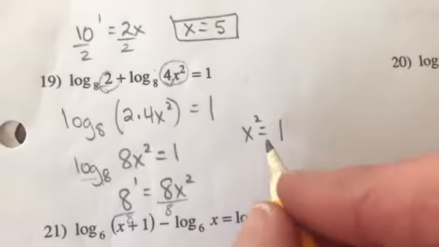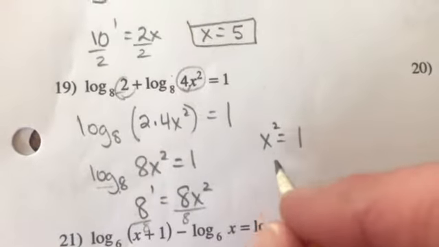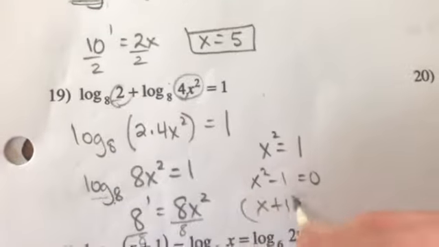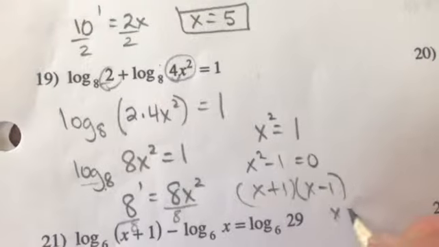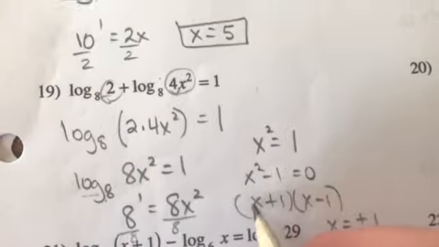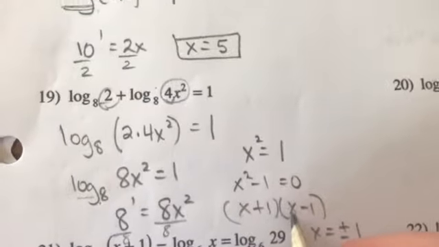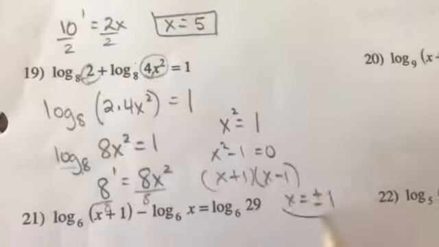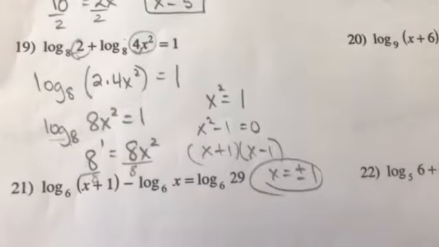Remember when you solve that, there's two ways you could solve that. I could set it equal to 0 and factor. That's the difference of squares. So I can see that x is plus or minus 1. Here would give me a negative 1, and here would give me a positive 1. I just need to make sure that if I plug that in, I'm not going to get 0 or negative. So both of those answers would work.